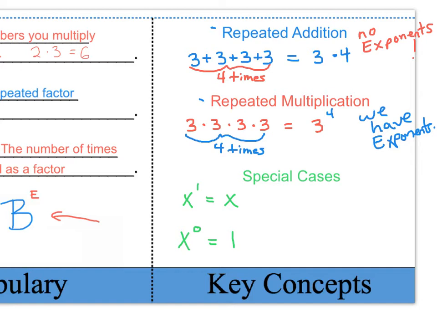So if I change these variables into numbers, if I say 3 to the first power, 3 to the first power is just going to be 3. If I say 3 to the 0 power, 3 to the 0 power will be 1, because anything to the 0 power is 1. Anything to the first power is the base itself.